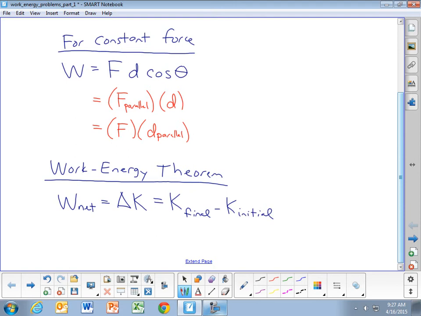So the net work means if you find the work done by each force individually and you add all of those works together, work is a scalar, you add all of those positive and negative numbers together to get the total work done, or the net work done, that gives you the change in kinetic energy. Because that's what work is. It's the way that we transfer energy to or from an object. So we're going to look at that in some examples.